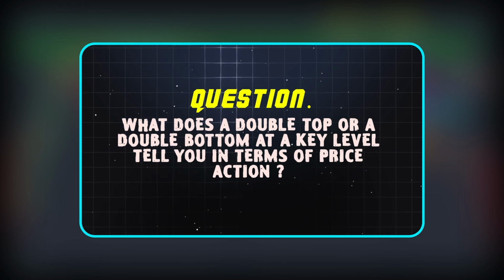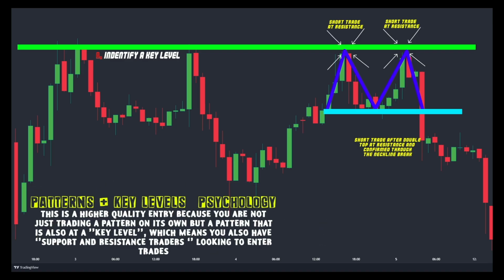So what does a double top or double bottom pattern at a key level tell you in terms of price action? This kind of entry is of a high quality because you are not trading a pattern on its own, but a pattern that is also at a key level, which means that you also have support and resistance traders looking to enter along with pattern traders, which helps create momentum for the trade and increases trade quality.